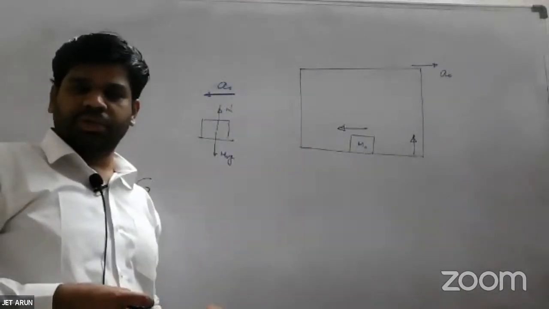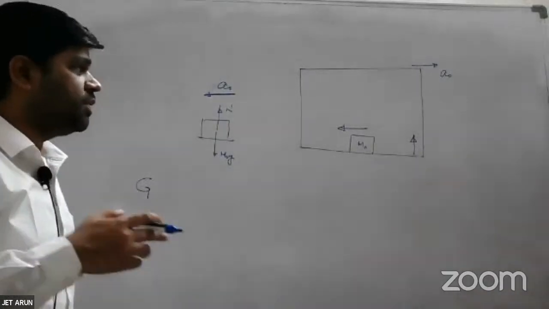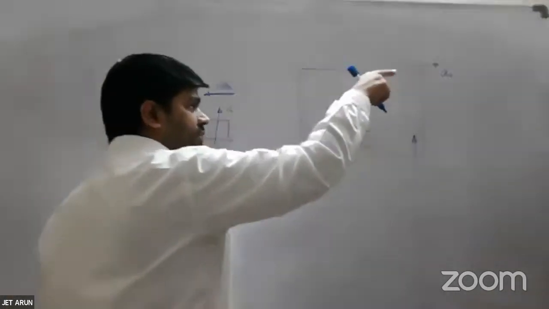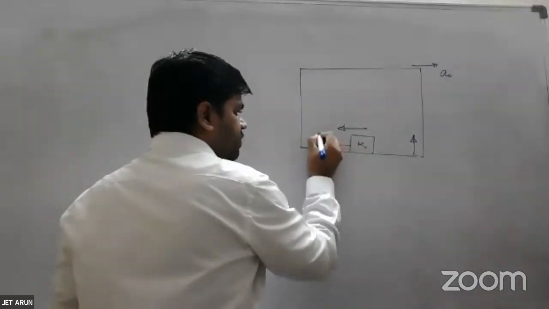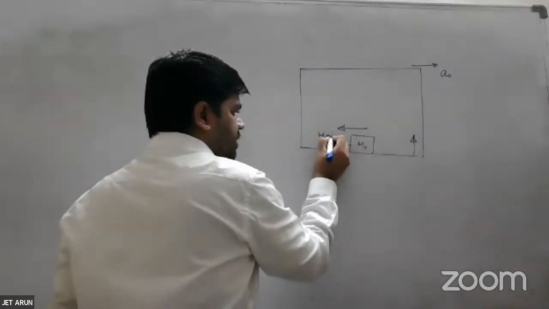So to explain this effect, we say there is a force acting on it in such a reference frame, which is equal to mass times acceleration of the reference frame and opposite to the direction of acceleration of the reference frame.